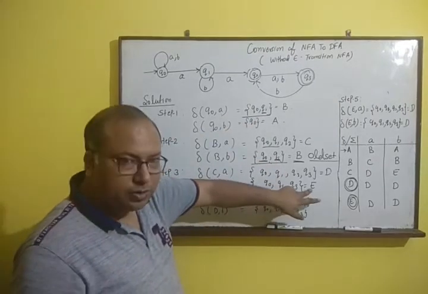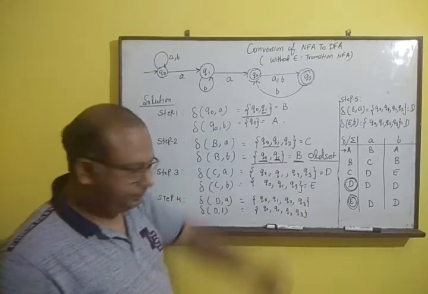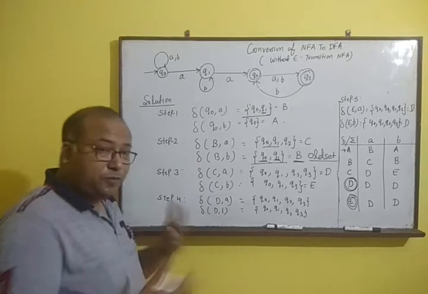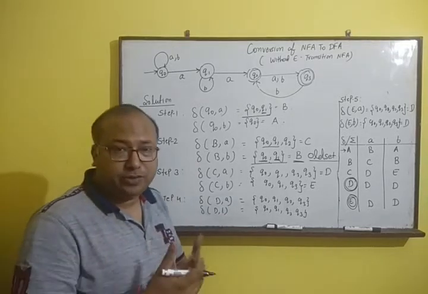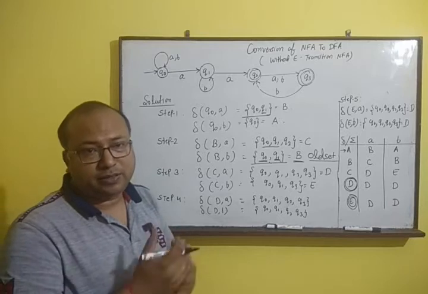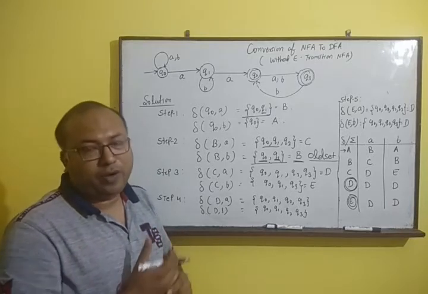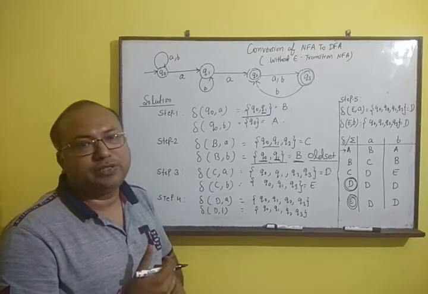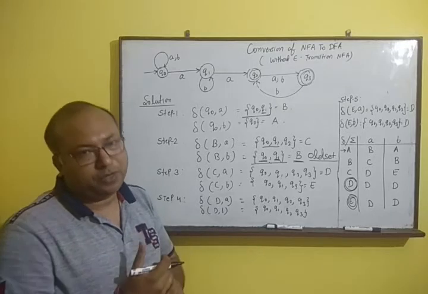So this is a new set and we are naming it E. We will repeat this process until we find no new sets. When we are not able to find any new sets of states, then we will stop this process.